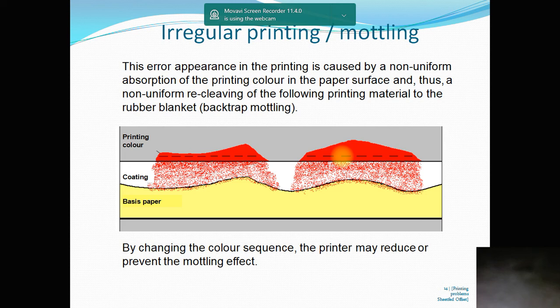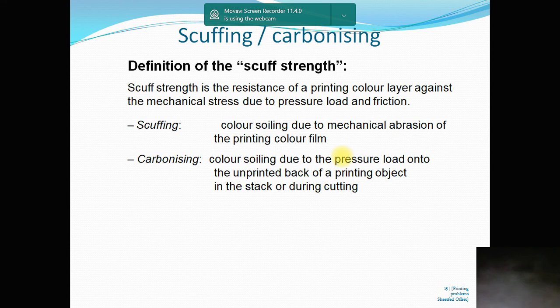So you have to change the color sequence. If I am printing in such a way, first cyan, yellow, magenta, and then black, and I am having this type of mottling problem, I have to change the color sequence. That means first cyan, second color will be magenta, third color will be yellow, and fourth color is black. If I change the sequence of these colors, then I may get rid of this mottling problem.